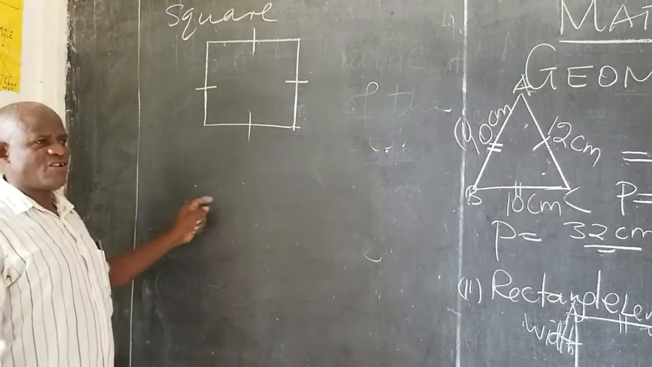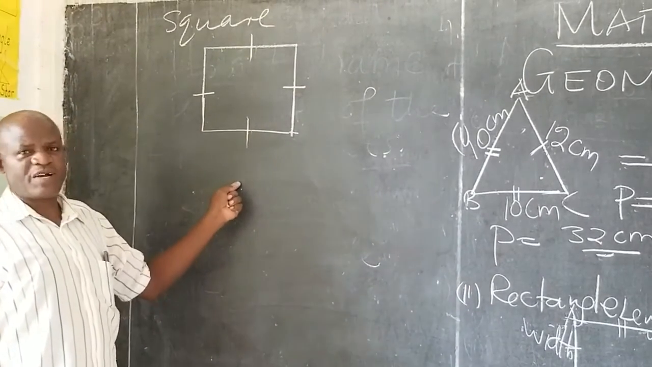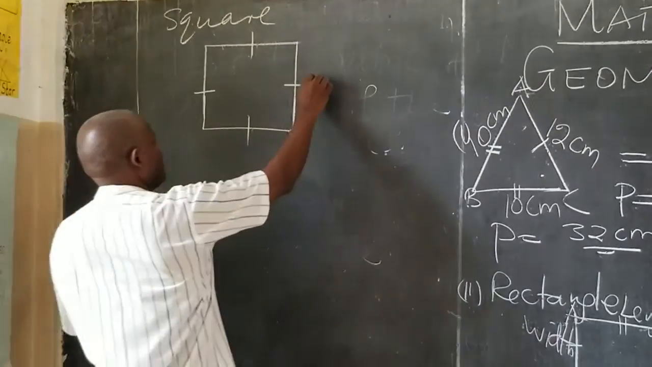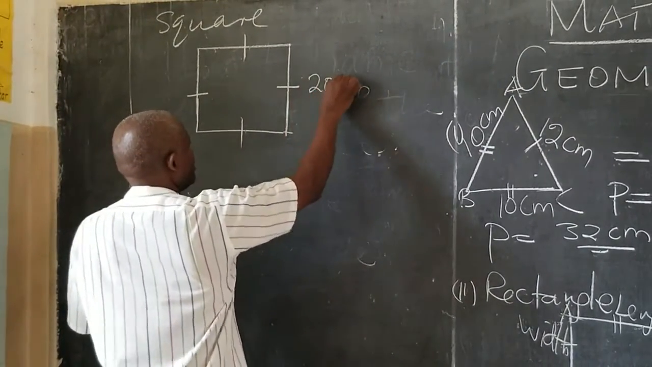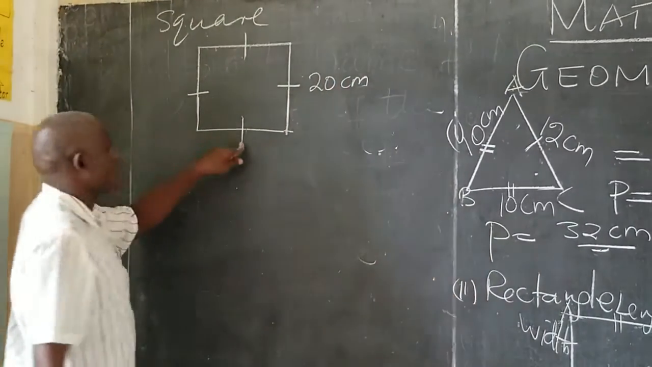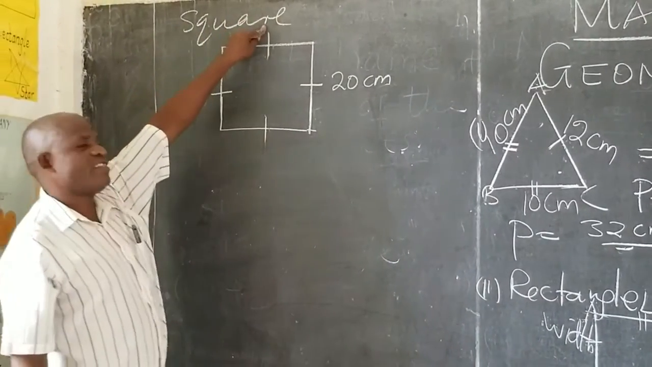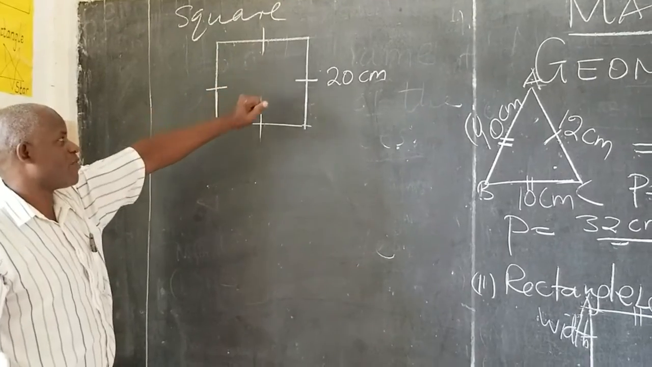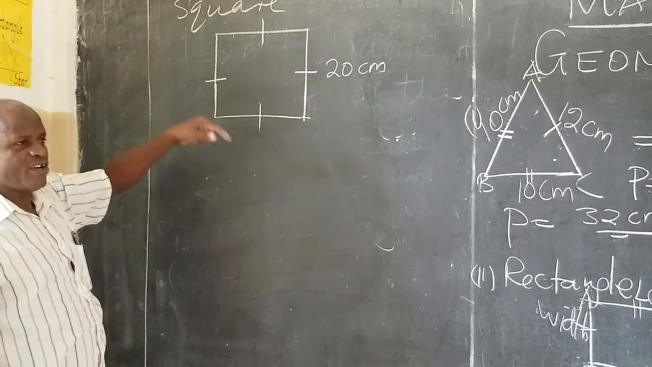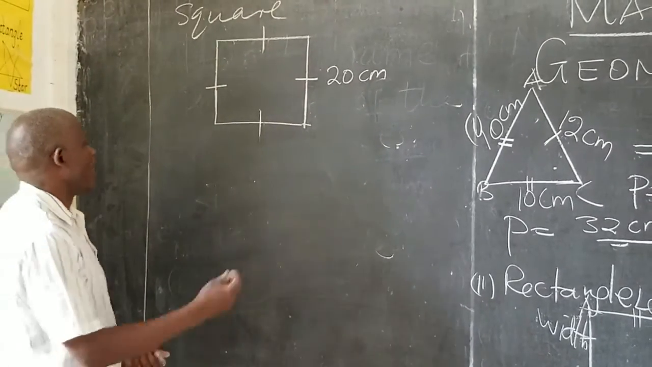Now, square means all of the 4 sides must be equal. If this is 20 centimeters, also this side should be 20. Here also the same, also to this side. Now because it is square, all sides must be equal.